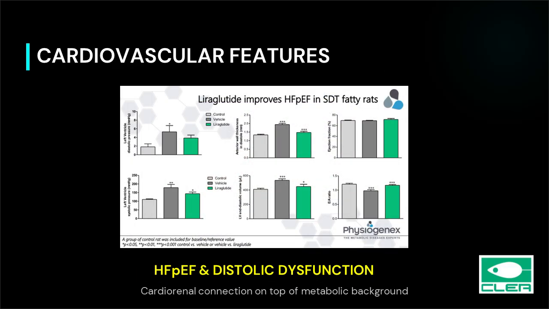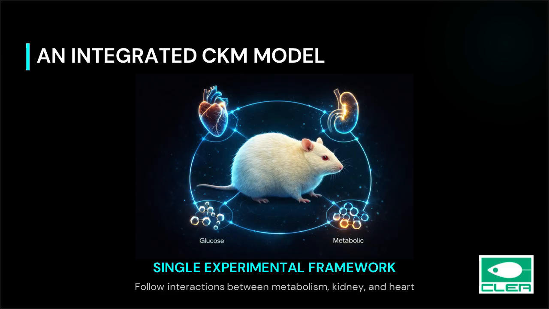At the same time, cardiac changes consistent with HFpEF have also been observed in this model. For example, diastolic dysfunction, such as a reduced E/A ratio, can be detected. So you begin to see a cardiorenal connection on top of the metabolic background. So rather than looking at isolated endpoints, this model allows you to follow the interaction between metabolism, kidney, and cardiovascular systems within a single experimental framework. And importantly, this also opens the door to more integrated pharmacological evaluation.